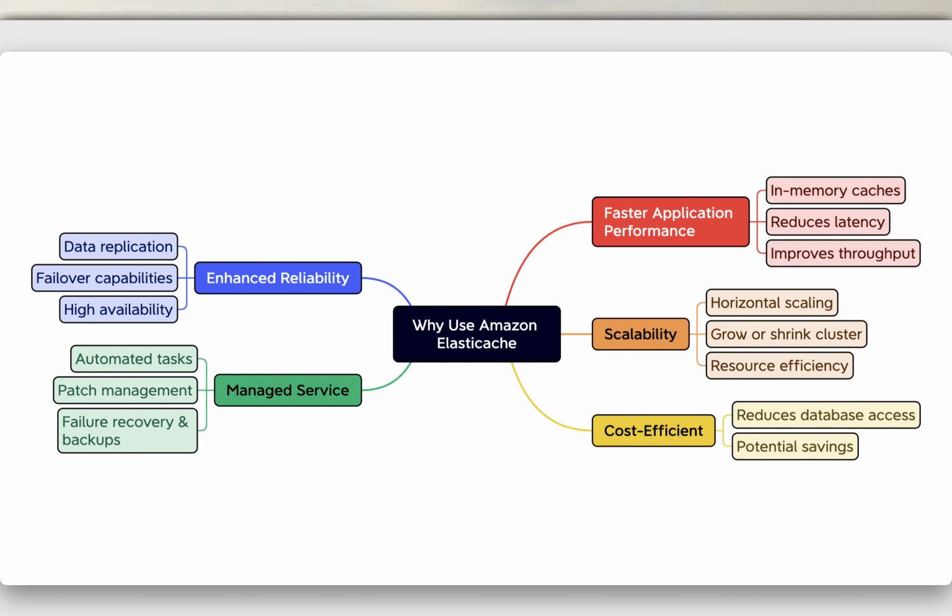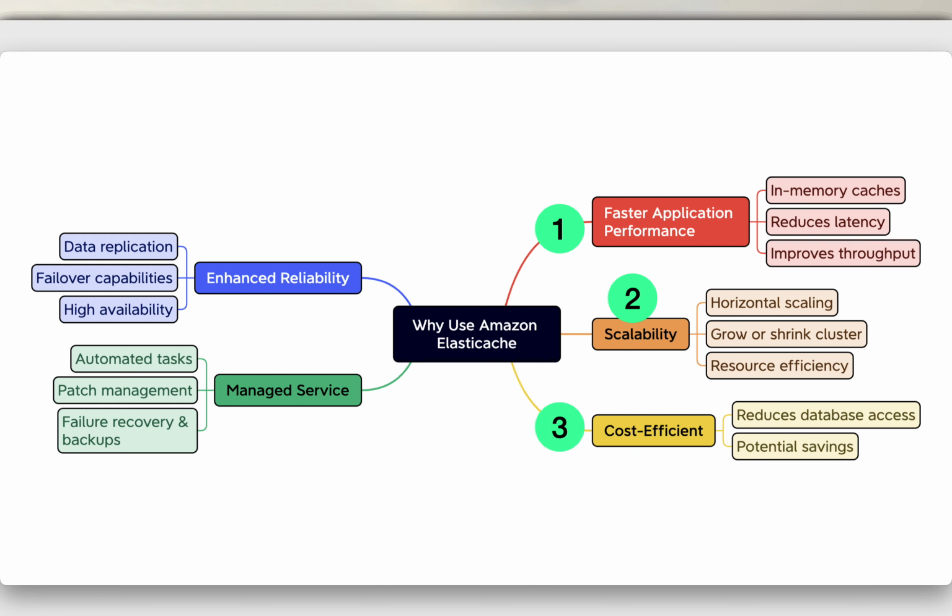Why use Amazon Elasticache? 1. Faster application performance. Amazon Elasticache allows applications to retrieve data from in-memory caches, rather than relying on slower disk-based databases, which significantly reduces latency and improves throughput. 2. Scalability. With its support for horizontal scaling, users can easily grow or shrink the cache cluster depending on the demand, ensuring that resources are utilized efficiently.